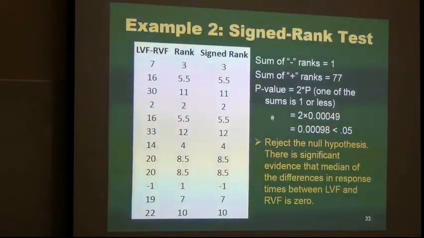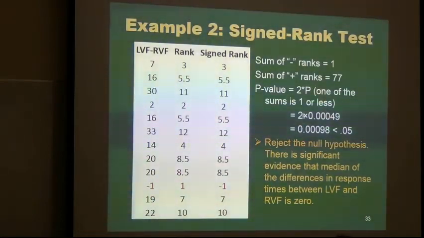And then you sum all the negative ranks, which is 1 here, and the sum of the positive ranks, you have 77. Then the p-value in this case is 2 times the probability that the sum is 1 or less. In this case, the p-value is 0.0098, which is less than the significance value.